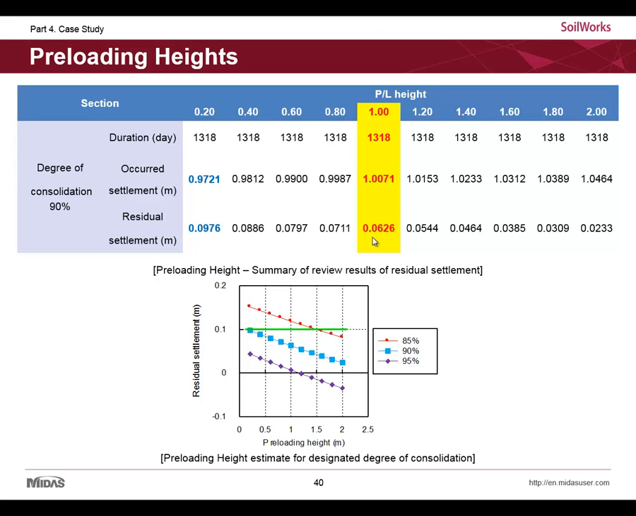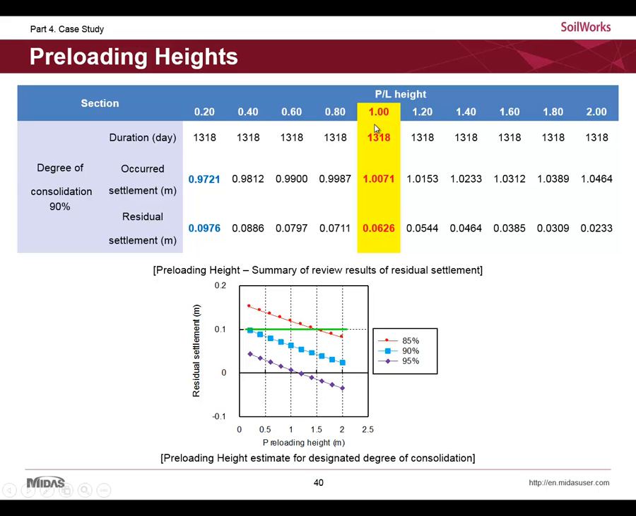So if you increase the preloading height by 1 meter, the occurred settlement also increases, but it is very close to preloading height and the residual settlement is within the allowable range as well. So from this result analysis, we can make a decision the optimum preloading height as 1 meter easily.